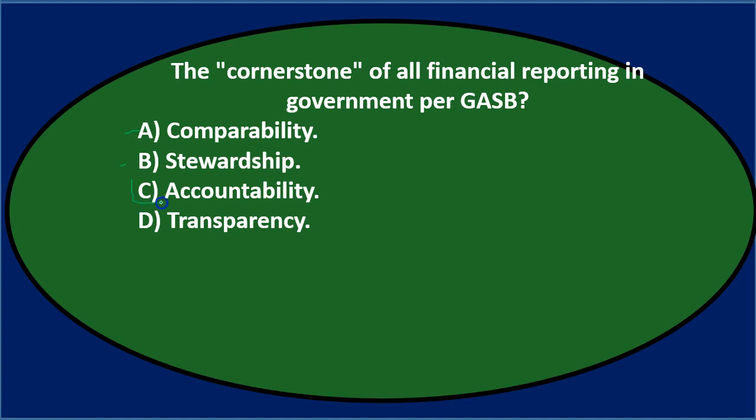So accountability is going to be the cornerstone. If you hear the emphasis type of word from GASB, then we have accountability. Final answer: the cornerstone of all financial reporting in government per GASB is C, accountability.